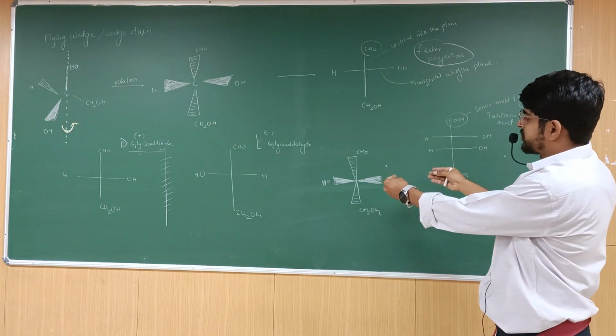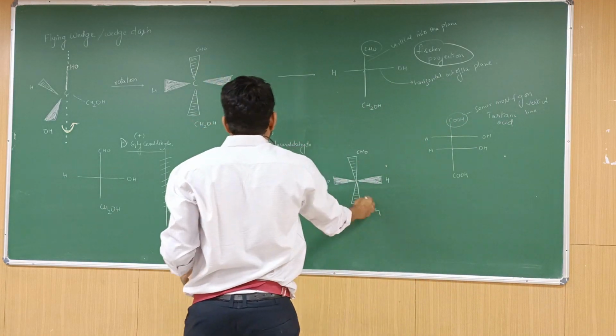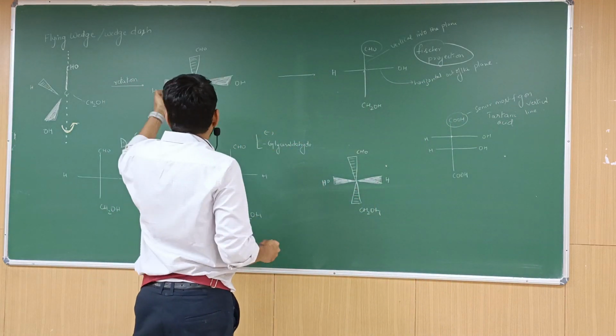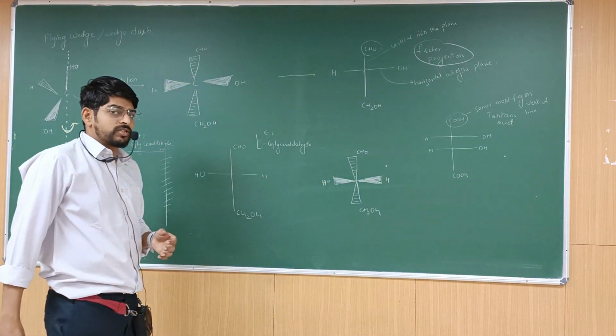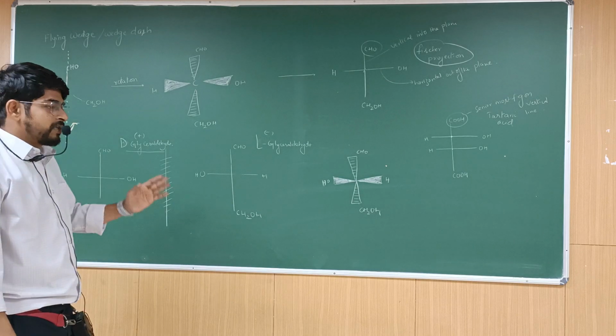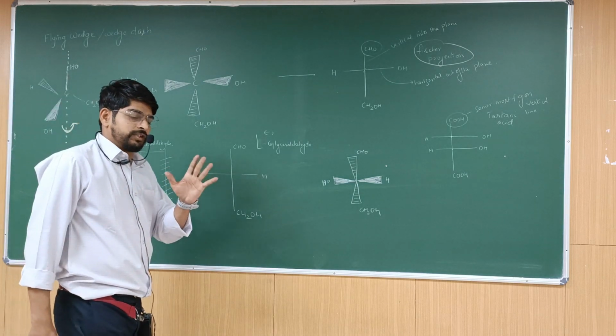So you can mentally imagine taking this and placing it over here. Now CHO falls on CHO, CH2OH falls on CH2OH. But on H there will be OH, on OH there will be H. Because of this reason, these two are non-superimposable. This is the representation of different Fischer projections and converting into wedge.